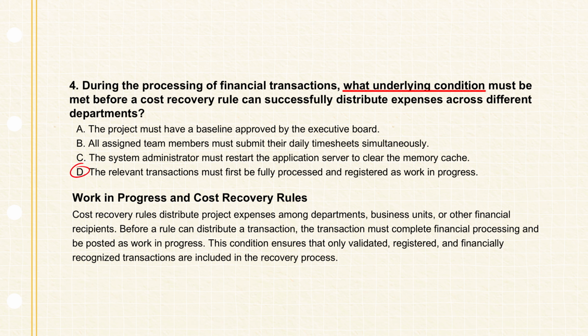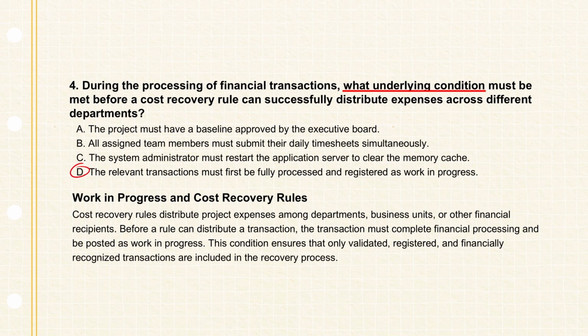Posting to WIP finalizes the initial financial processing. It commits the transaction to the database as a verified truth. And only when that state change is confirmed can secondary automation, like a cost recovery rule, safely query that data and distribute the expenses without any risk of duplicating or corrupting the financial ledger. We are definitely seeing a major theme of locking down historical data here. But what happens to that locked data when the underlying company's structure drastically changes, say, a reorg?